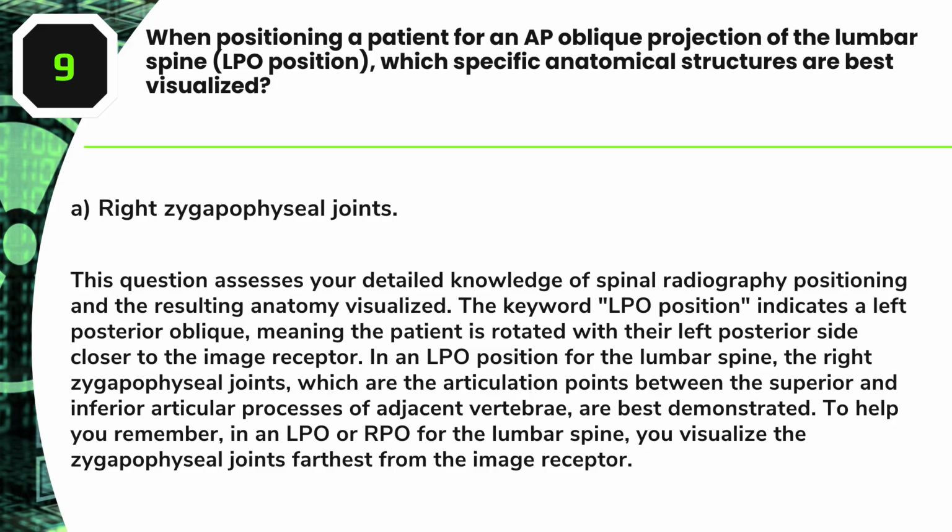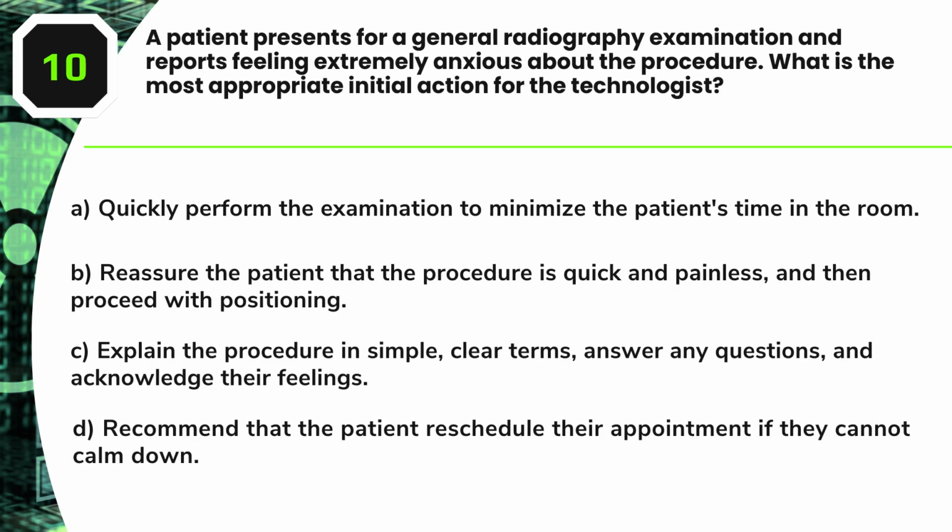This question assesses your detailed knowledge of spinal radiography positioning and the resulting anatomy visualized. The keyword LPO position indicates a left posterior oblique, meaning the patient is rotated with their left posterior side closer to the image receptor. In an LPO position for the lumbar spine, the right zygapophyseal joints, which are the articulation points between the superior and inferior articular processes of adjacent vertebrae, are best demonstrated. To help you remember, in an LPO or RPO for the lumbar spine, you visualize the zygapophyseal joints farthest from the image receptor.